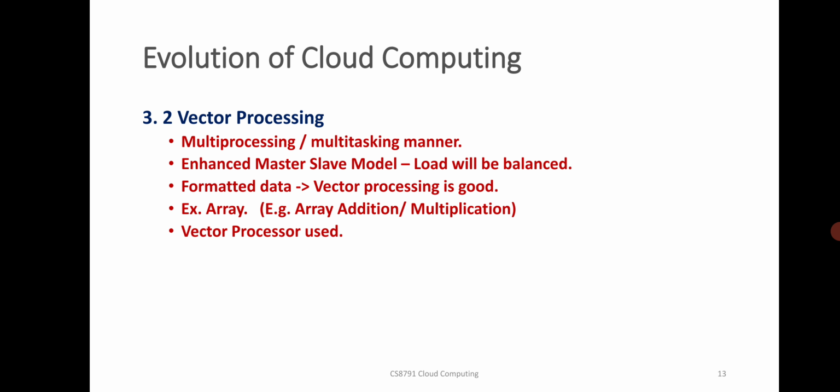And the second thing in virtualization is vector processing. Vector processing means multi-processing or multitasking manner. Enhanced master-slave model. Load will be balanced. Master will provide the task to the slaves. So here the data is formatted data. So vector processing is good. Vector processor is used in vector processing.